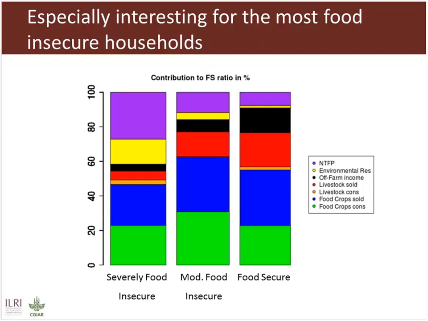And the different colors are the different activities. And the most important for this exercise is the non-timber forest product box. It's the uppermost box in purple, where you see that relatively that activity is very important for the severely food insecure households. So with that intervention, which involves quite a lot of labor and quite a lot of work, you're really targeting already the severely food insecure households.